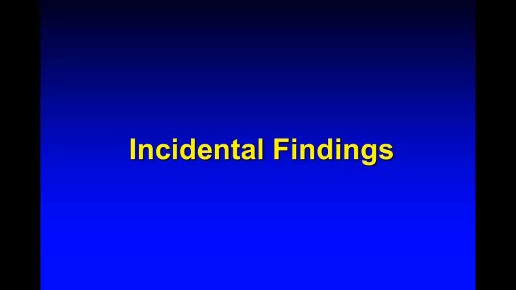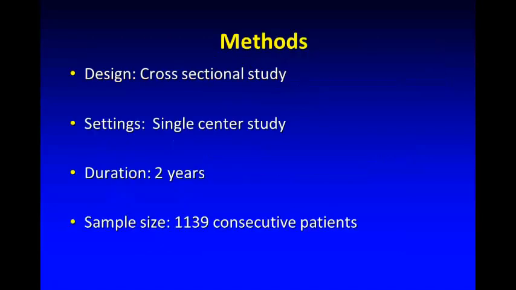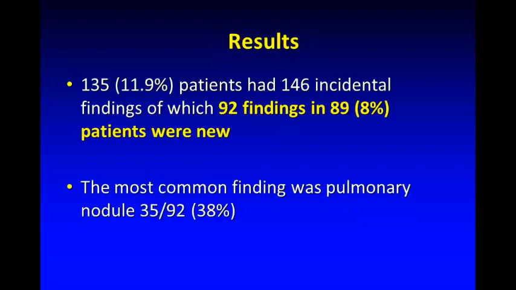There is also the issue of incidental findings on the CT, and it depends if you're a radiologist or not. When I was in the US, we did a study which was presented last year at the World Congress in Dubai, and we were lucky because we were an integrated team, so we had a board certified chest radiologist review every single attenuation correction CT we did. We looked over a 2 year period at 1139 patients who had CT attenuation correction for cardiac SPECT, and 12% of the patients had incidental findings, and nearly 8% of them were new.